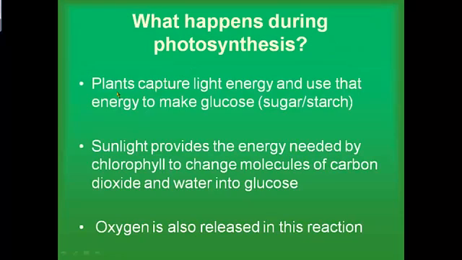So what happens during photosynthesis? Well, the plant captures the light from the sun in order to make glucose. The sunlight provides the energy for all those chemical reactions to occur, and it's captured by the chlorophyll in the chloroplasts. Then you mix that energy with the carbon dioxide and the water, and that makes a chemical reaction happen that makes the sugars, and it also releases oxygen.